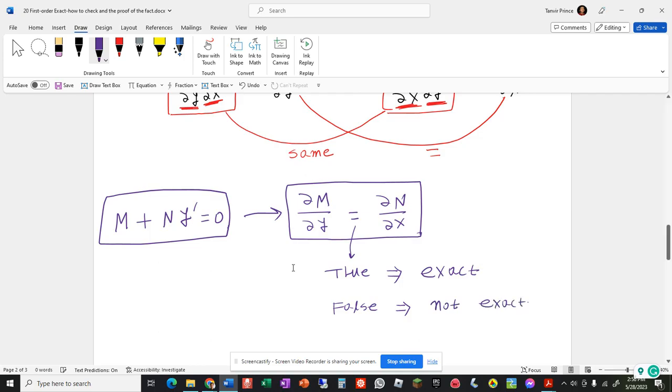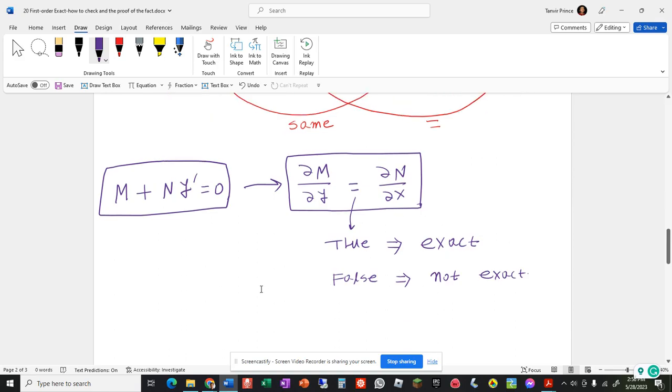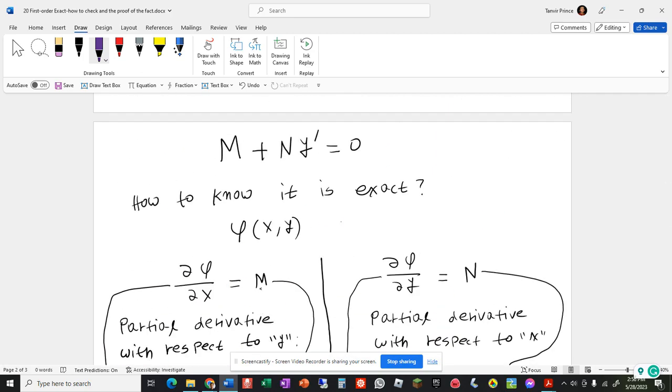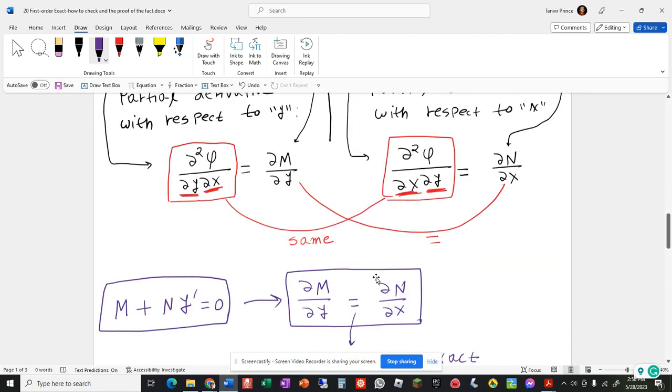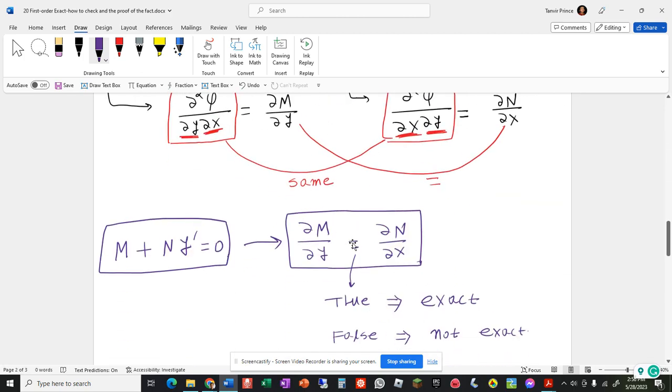So if this equation is false, then you cannot find a potential function. Sorry, I forgot to tell you. This phi is sometimes called a potential function. So such a function phi does not exist. So if this equation is false, then you stop. You cannot find the phi. So you cannot use this method. You have to use some other method. Maybe it is linear, or maybe it is separable, and there are several other methods that we're going to learn later on, but it is not exact.